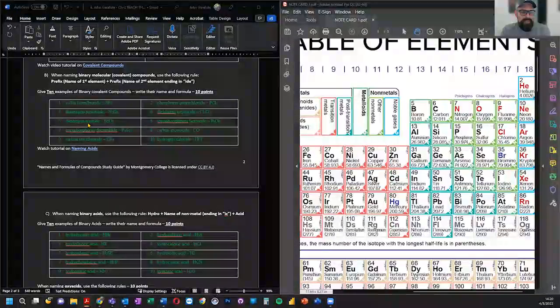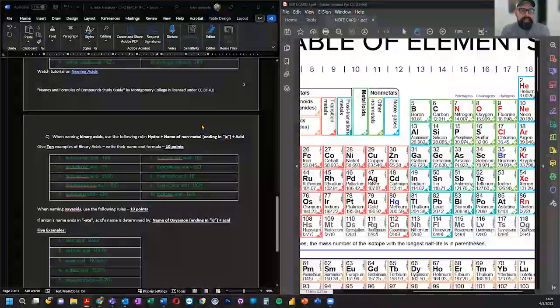So dinitrogen trioxide, N2O3, tetraphosphorus decasulfide, which is obviously 4 phosphorus and 10 sulfurs. Carbon tetrafluoride, CF4, phosphorus pentachloride, PCl5, dichlorine heptoxide, Cl2O7, tetraphosphorus hexoxide, P4O6, carbon monoxide, obviously pretty simple there, hydrogen chloride, HCl.